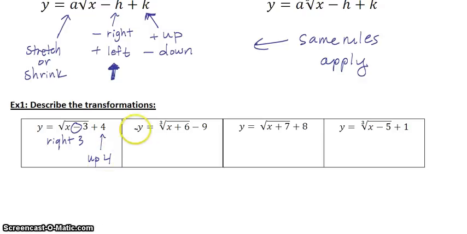Next one. Now I see a plus sign underneath, so that one is going left. So that one's going left 6. And now I see a minus sign outside. Look at my notes. Okay, so this one's going left 6, down 9. Pause really quick and try the next two. Look at your notes as needed. Just see if you can do it.